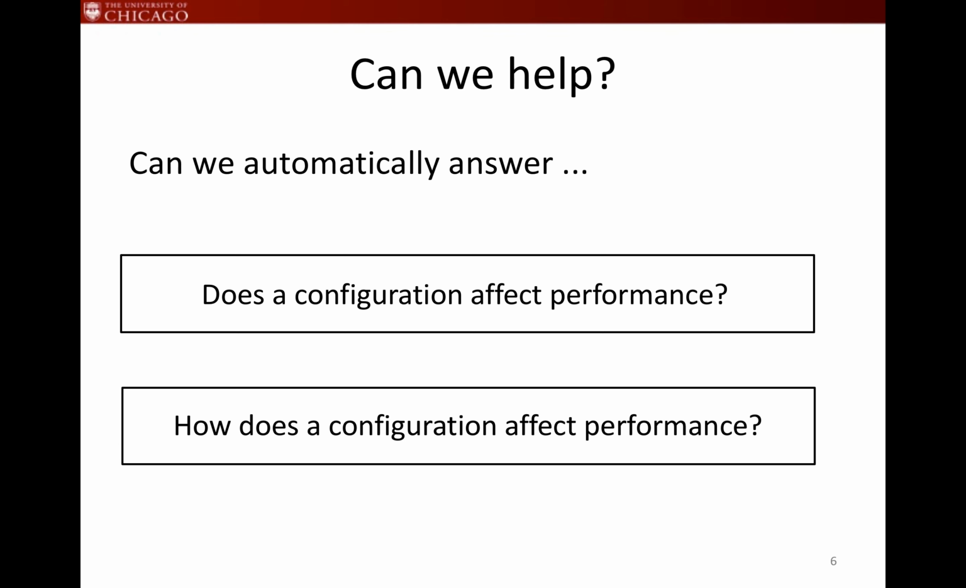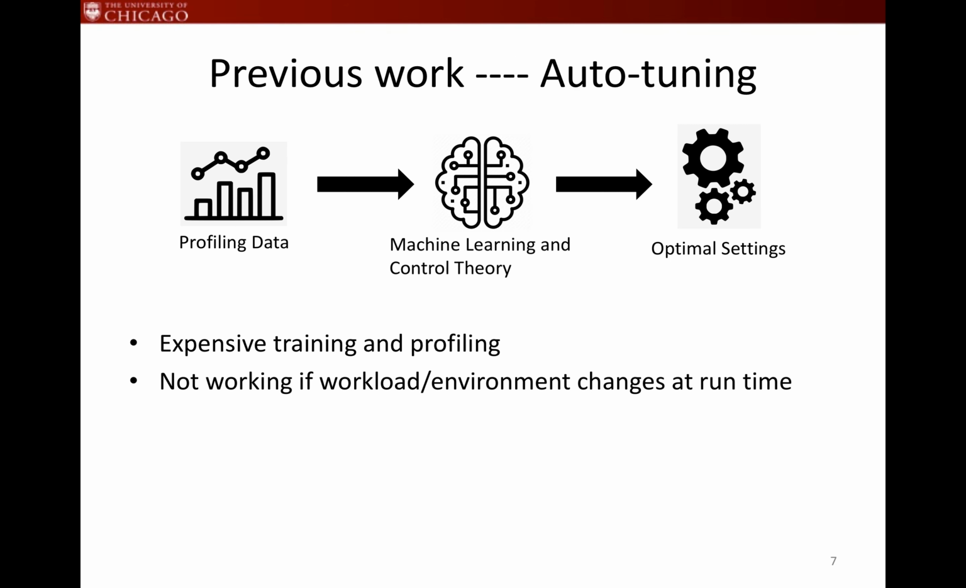Particularly, can we develop a technique that can automatically answer questions like, does this configuration affect performance, or how does this configuration affect performance? Previous attempts to solve this problem used machine learning or control theory-based approaches to learn the relationship between performance and the configuration through offline training. Although promising, these techniques rely heavily on training and profiling. They take a lot of time and only work when the runtime workload and environment are similar to those during the profiling time. So, can we do better?